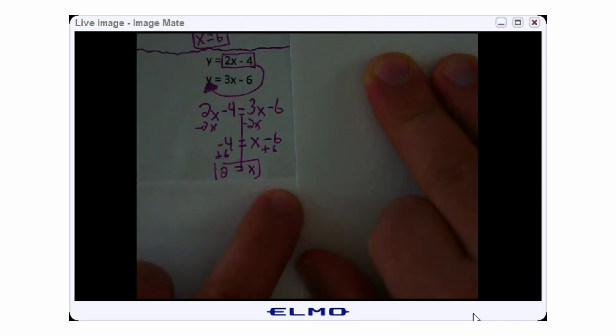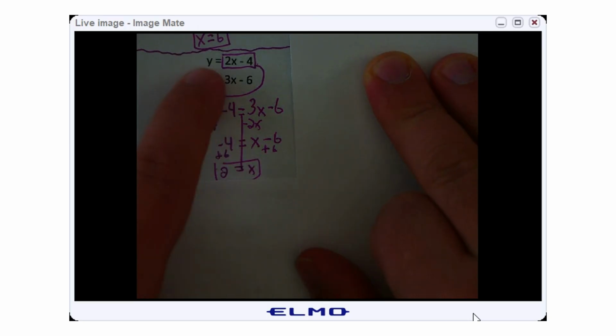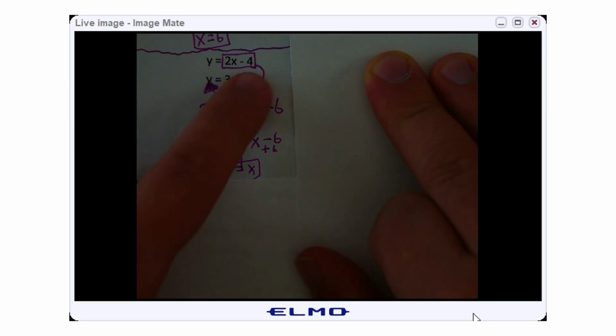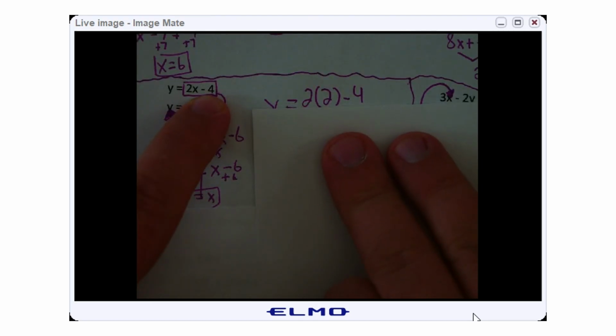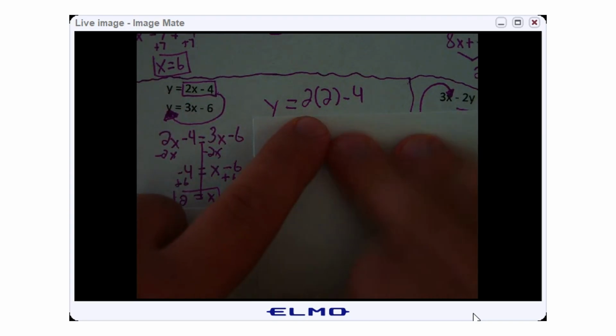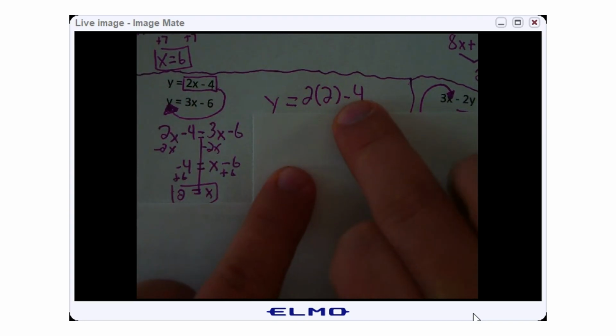So now that I know the fact that x is 2, I can take either one of these equations. Both of them say y equals, so it doesn't matter which one you pick. And I can put this 2 in for one of these x's, and that'll help me get what y is. Okay? So it'll look something like this. I pick the top equation. So it says y equals 2 instead of x. We write our 2 that we just found, minus 4.